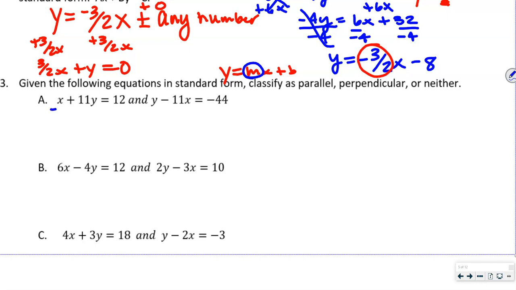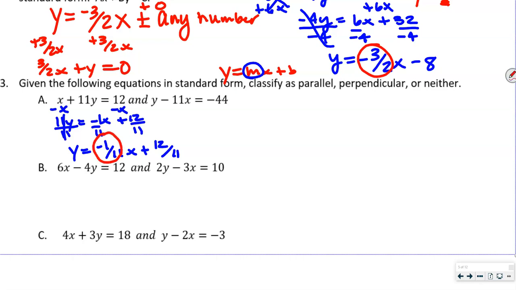So I'm going to subtract x from both sides here. That's going to give me 11y is equal to negative x plus 12. Then I'm going to divide everything by 11. Now hopefully you know there's a 1 up there in front of that x, right? So now our y's just by itself. This is going to be negative 1 over 11 x plus 12 over 11. And we're going to compare that m right there to the m we get in the other equation. So we're going to do the other equation.